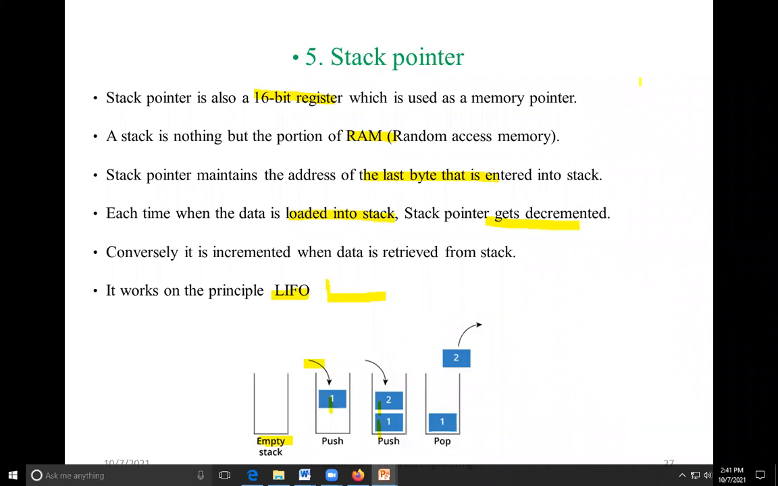The stack pointer is normally used in interrupt programming. In an interrupt program, you have to use the stack. After the completion of the interrupt given by the controller, it goes back to the main program, and for that purpose the main program's next instruction is stored in the stack. So the stack is normally used at the time of interrupts.